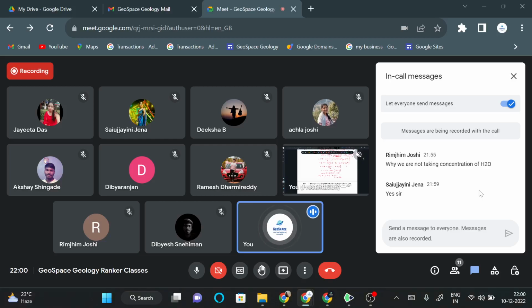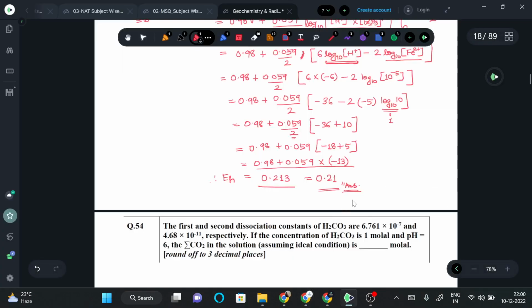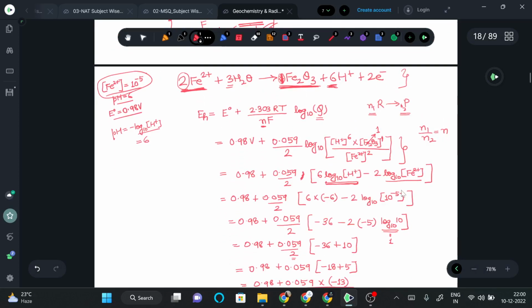Why are we not taking the concentration of H2O? Actually, we don't take concentrations of simple water, H2O. We don't take concentrations of solids.